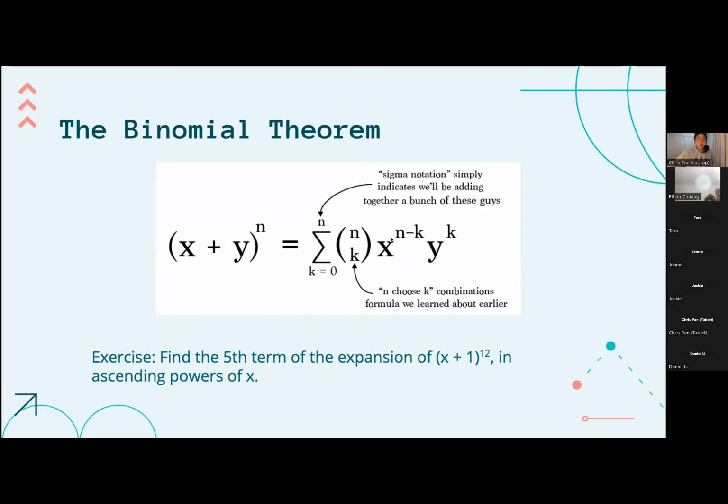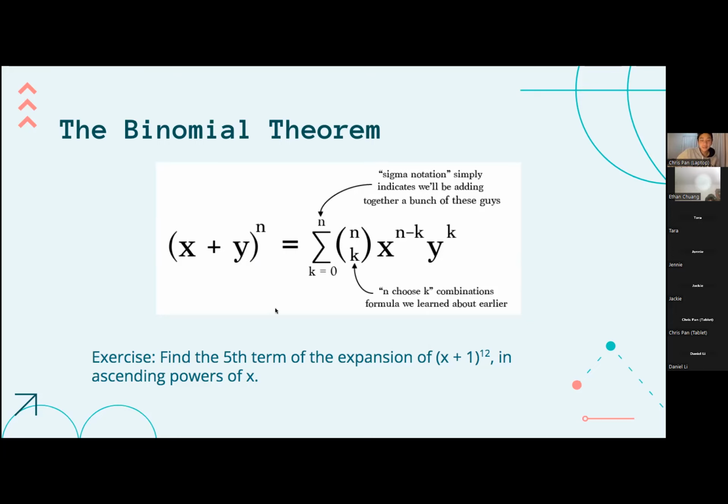Don't worry if you don't know what this stuff means, right? This funny looking thing is sigma notation. It basically means first of all plug in k equals 0 into this expression, and then plug in k equals 1, then k equals 2, all the way up to k equals n, and then you're going to add them all together. I'll expand it on my iPad just to show you guys if you don't know what that means.